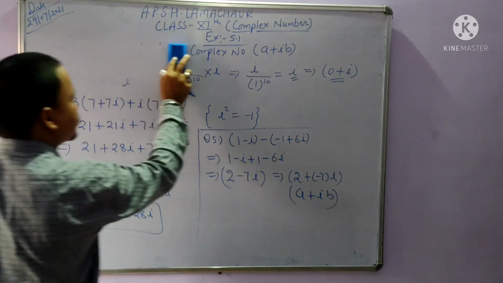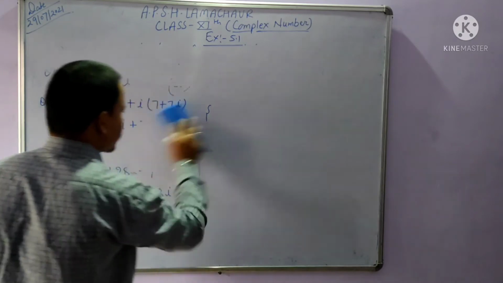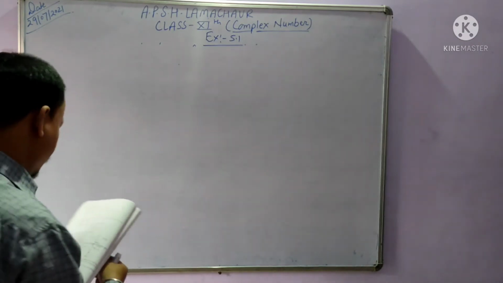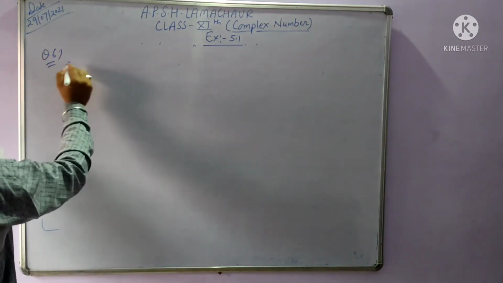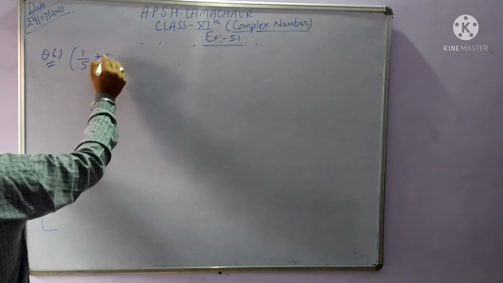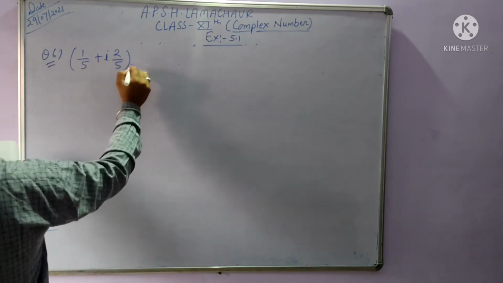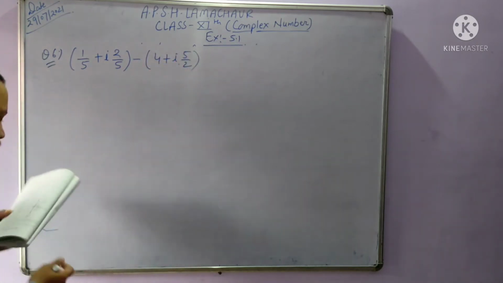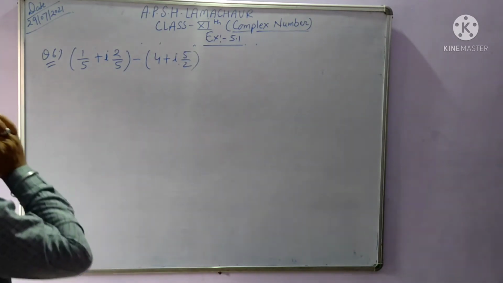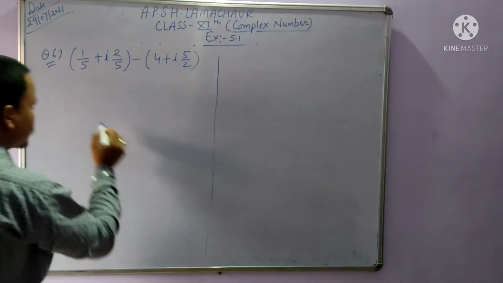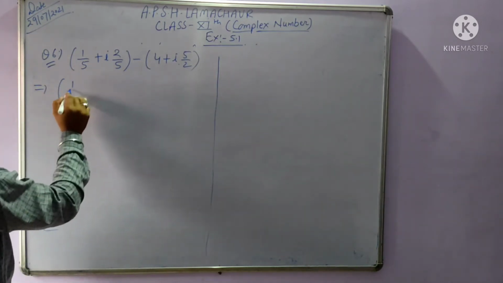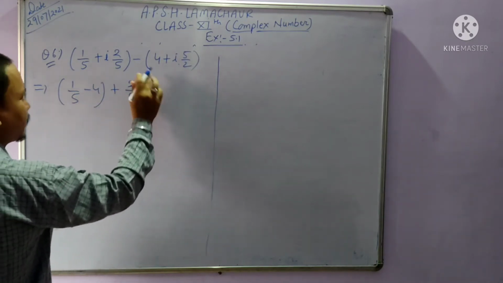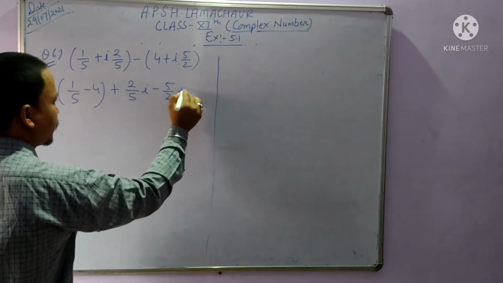Okay, now the next question is question number 6. 1 upon 5 plus i times 2 upon 5 minus 4 plus i times 5 by 2. Okay, and we have to express it in the form of a plus ib. So what will we do? Real will be subtracted with real. 1 upon 5 minus 4 plus 2 upon 5 times i minus 5 upon 2 times i.